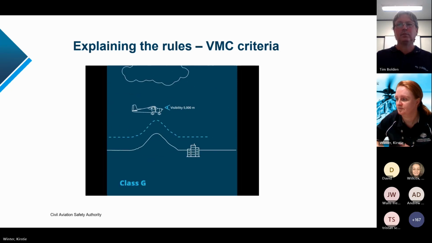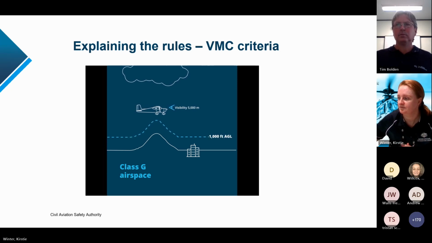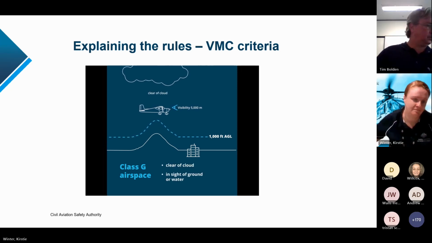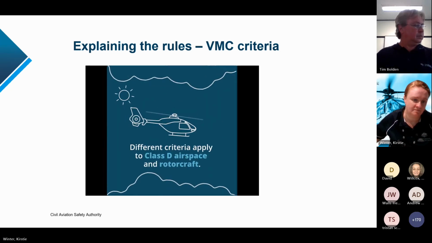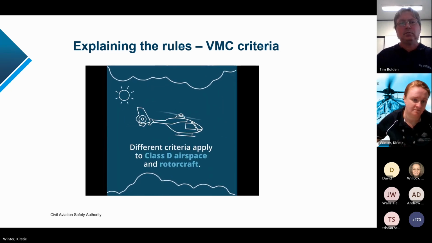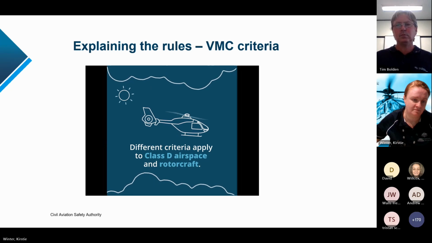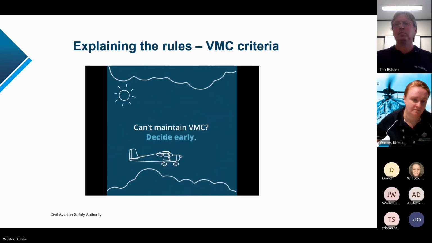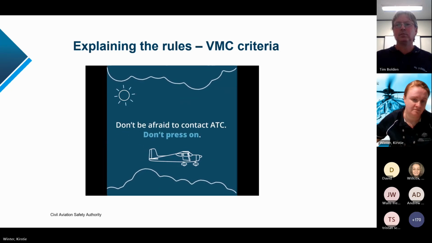metres. In Class G, at or below whichever is higher, 3,000 feet AMSL or 1,000 feet AGL, you must be clear of cloud and in sight of ground or water. Different criteria apply to Class D and rotorcraft. Can't maintain VMC? Decide early. Don't be afraid to contact ATC. Don't press on.